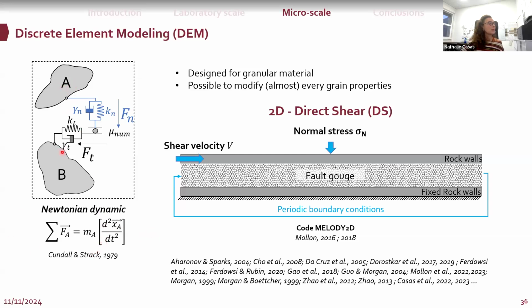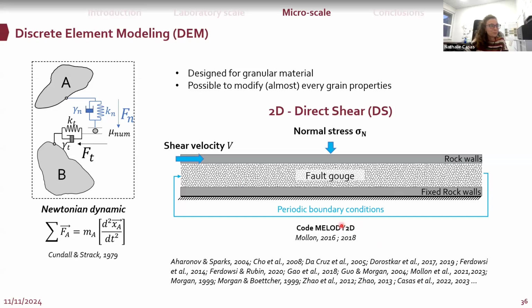They are based on Newtonian dynamics. To deal with contact interaction between grains, we put in interparticle friction, particle stiffness, and damping to really control the physical contacts of these grains. What is interesting about this type of model is that we can modify almost every grain property: the shape, the size, the friction that can represent the mineralogy, and many other parameters. Just the computation time will change.